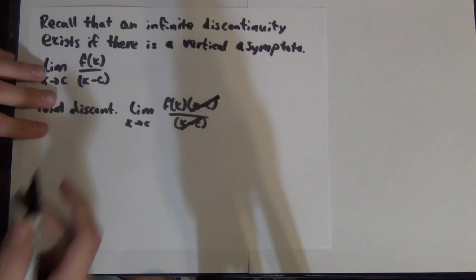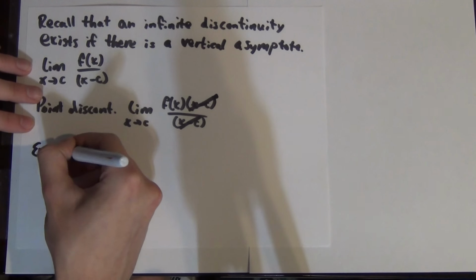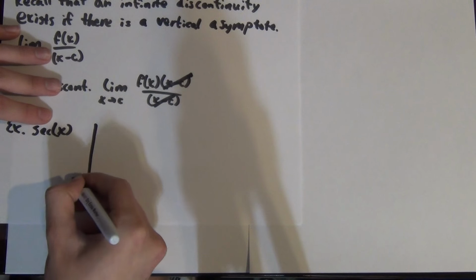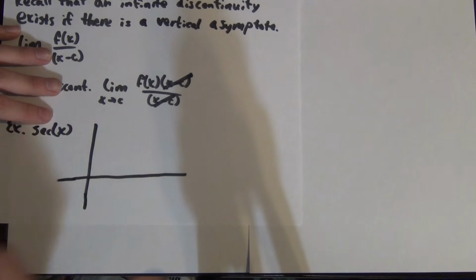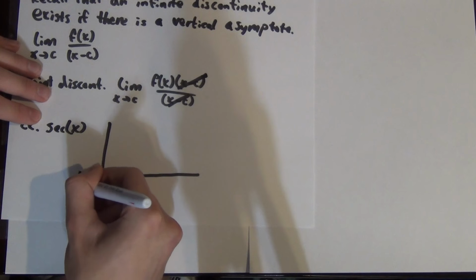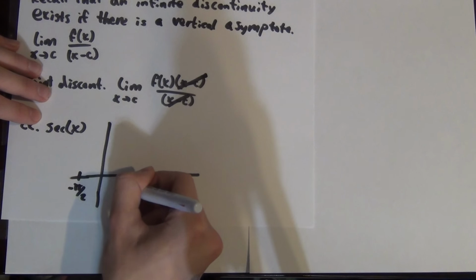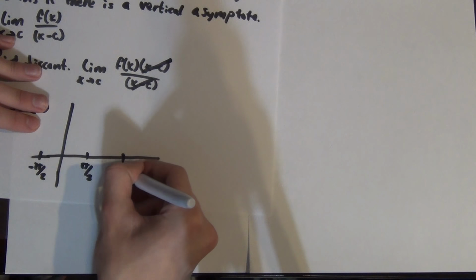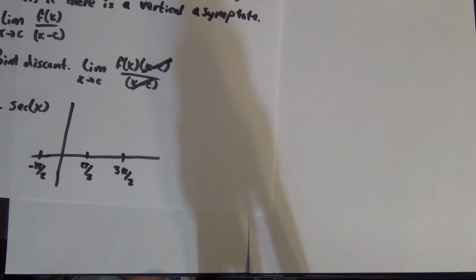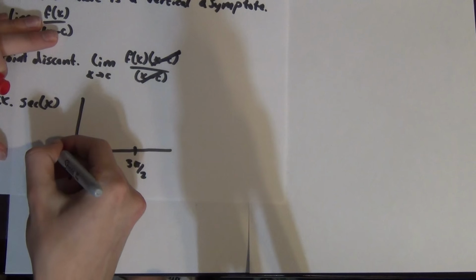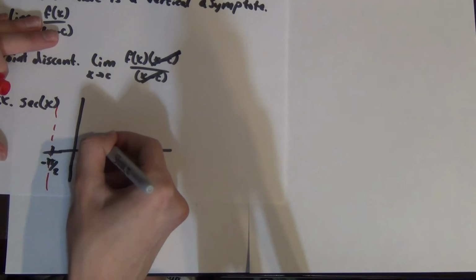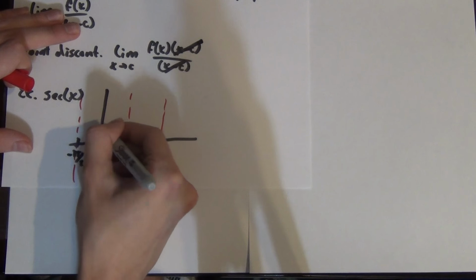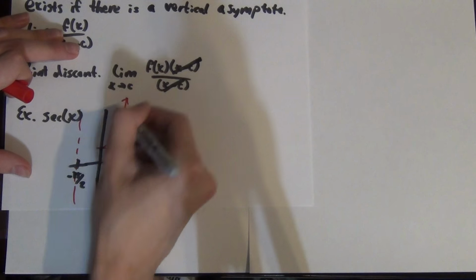Okay, but what is the limit as x approaches c of this guy equal if there's a vertical asymptote? Well, to give you an example, I'd like to point out the graph of secant of x, a fun trig function. Okay, so secant of x has asymptotes at negative pi over 2 and pi over 2. Actually, every pi units aside from that, so there would be another one at 3 pi over 2. So what you would have are these vertical asymptotes. Okay, and the graph looks something like this.